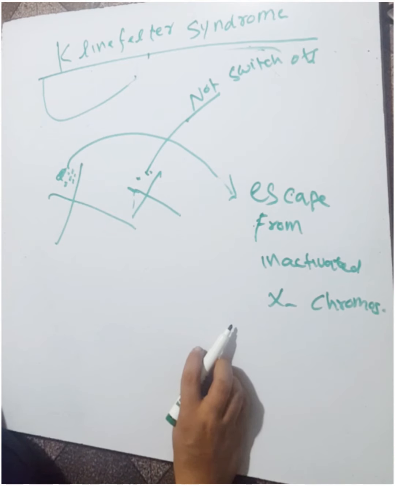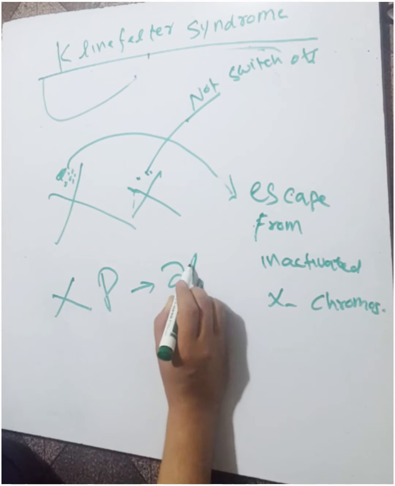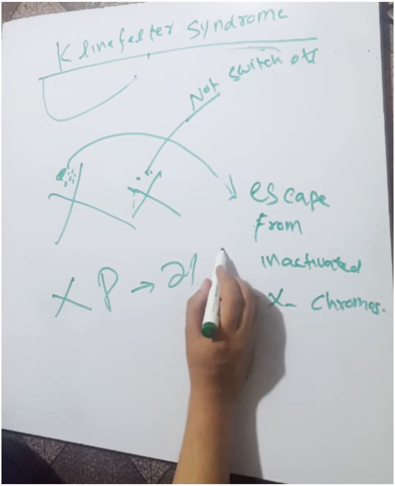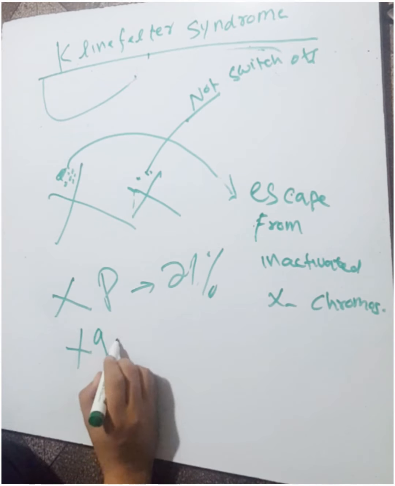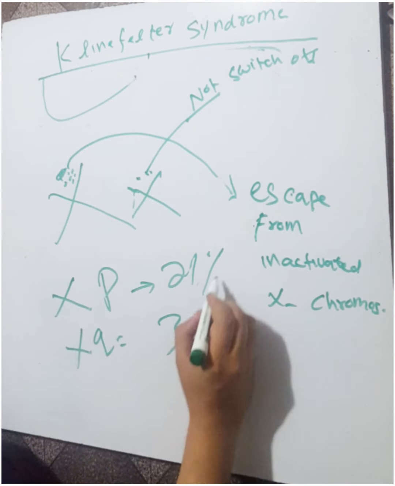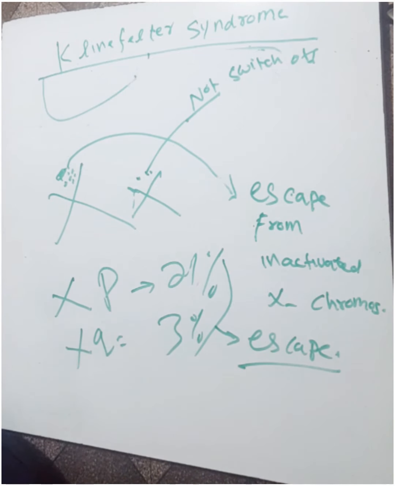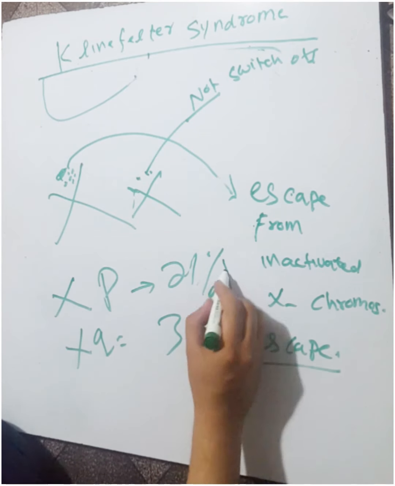Molecular studies suggest that 21% of genes on the Xp and a smaller number, about 3%, on the Xq escape from the X chromosome that is inactivated, and these escaped genes are involved in deformities in individuals.